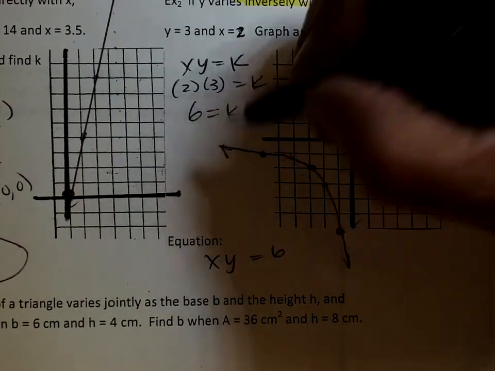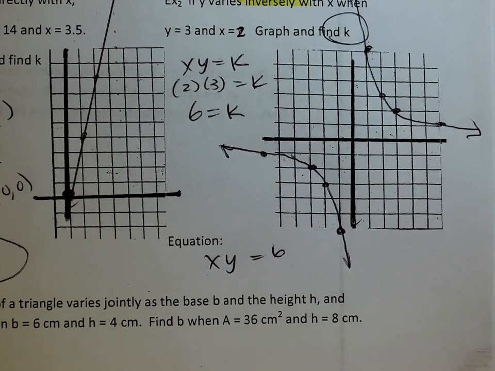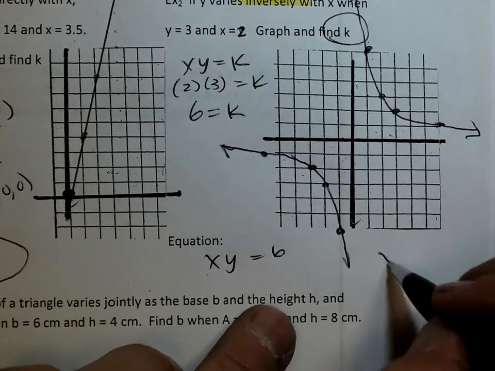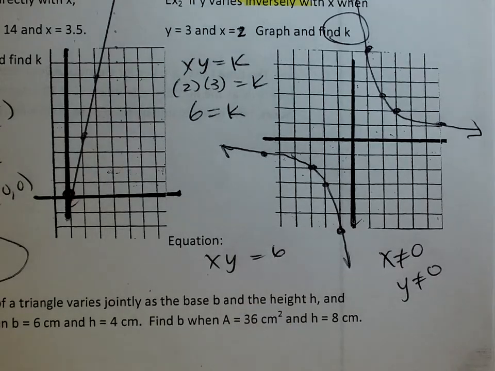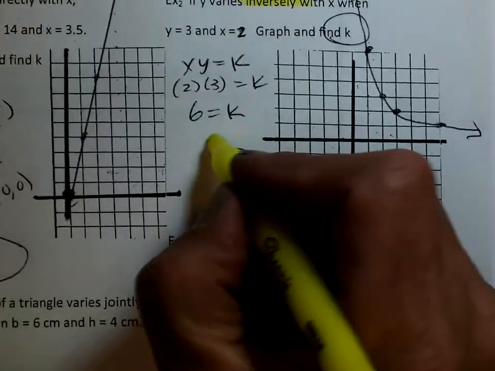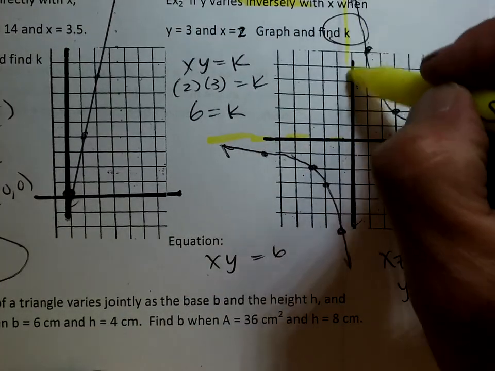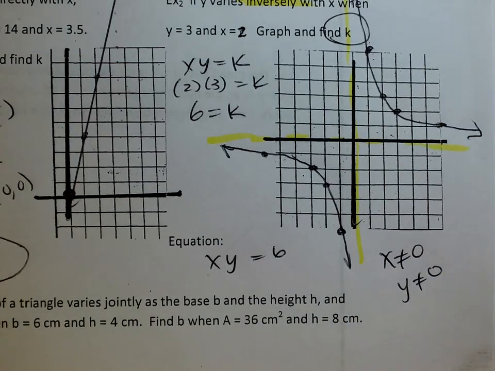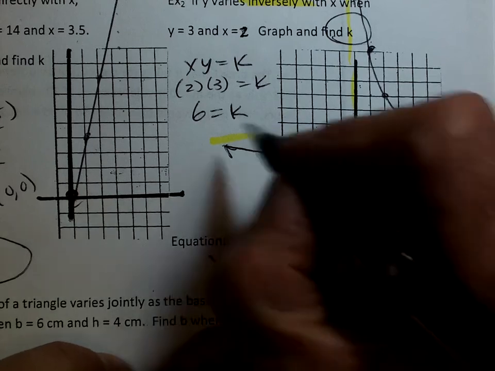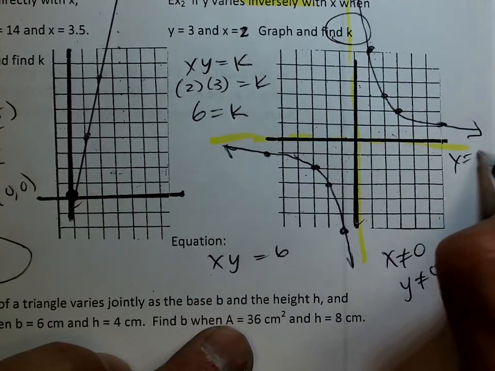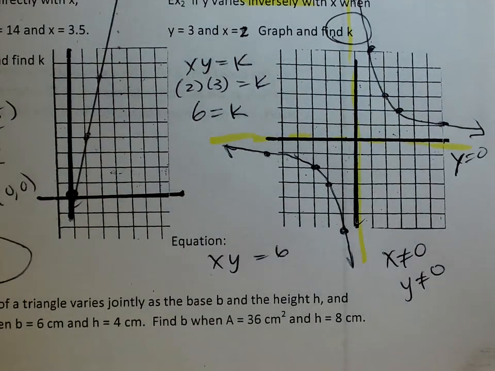hyperbola. Okay, that's a hyperbola. You don't need to know the word yet, but I'll just keep using it just to keep you knowing, okay? We know that x cannot equal 0. We know y cannot equal 0, right? Which means then we do have asymptotes here and here. So we have an asymptote at x equals 0 and an asymptote at y equals 0. Okay? Thumbs up? No. I'll wait for you.